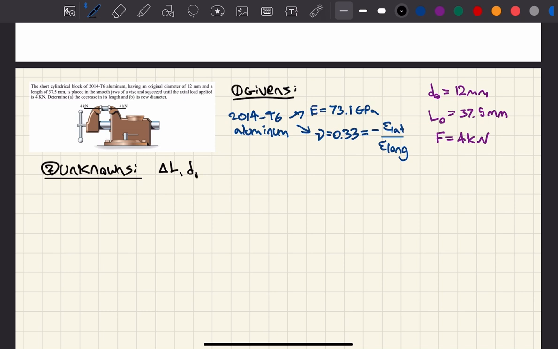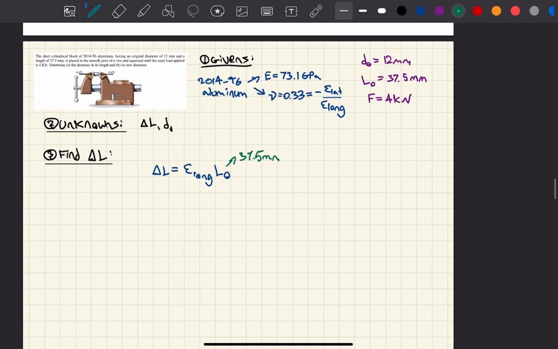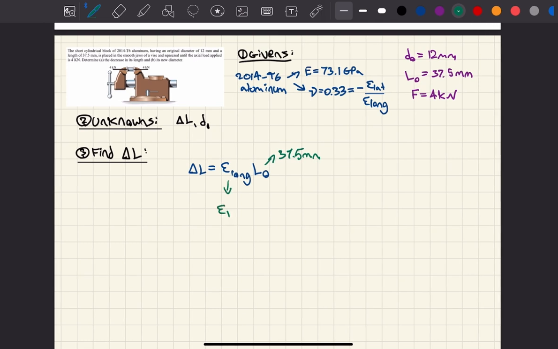Okay, so firstly, we can start off with finding delta L, the deformation in the aluminum block. If we write down delta L, it is equal to the longitudinal strain multiplied by the original length. We know the original length to be 37.5 millimeters. We know that the longitudinal strain is equal to the stress in the longitudinal axis divided by the elastic modulus. Do I know the elastic modulus? Yes, I do. It is 73.1 times 10 to the power of 3 megapascals.